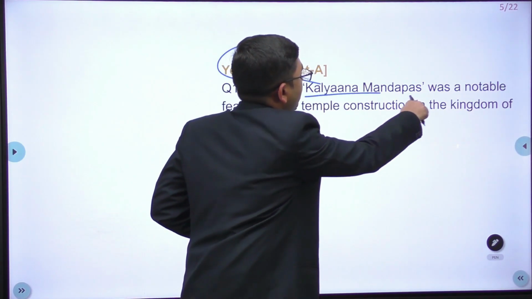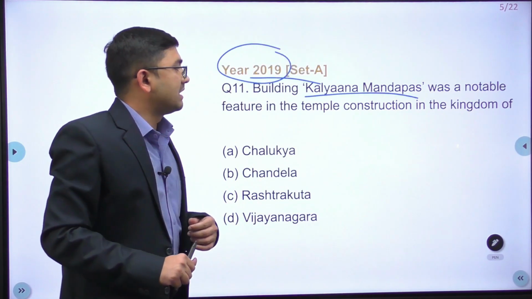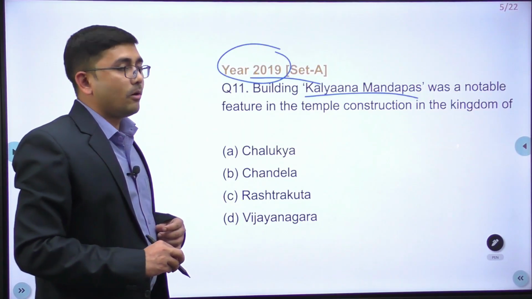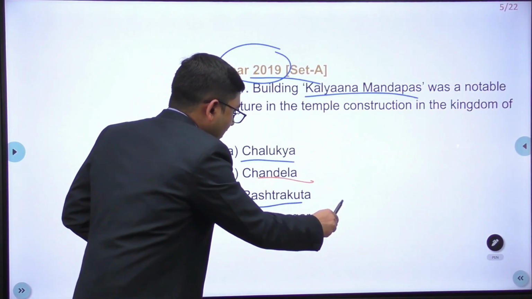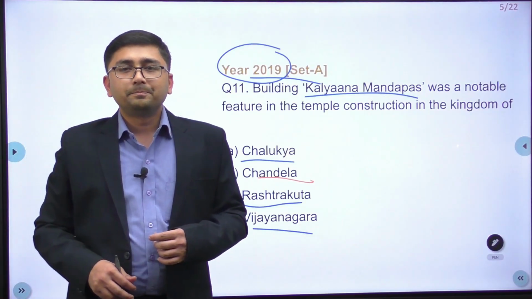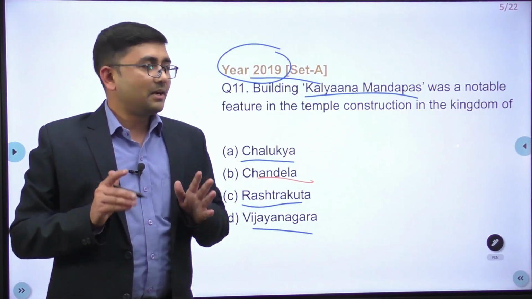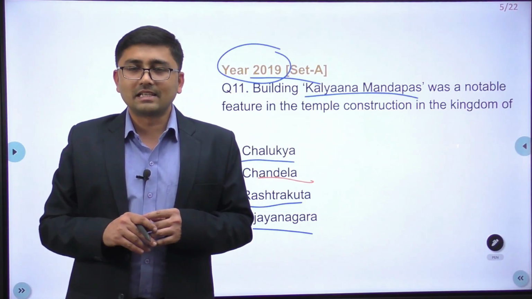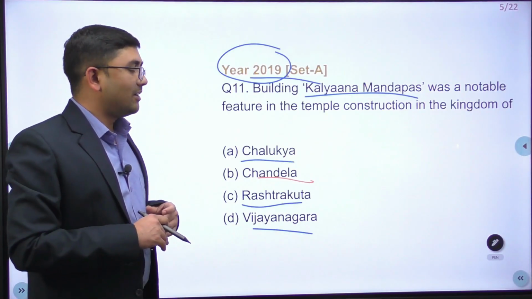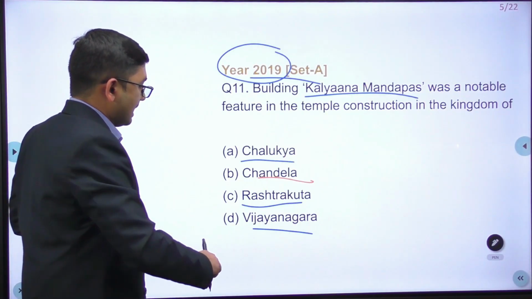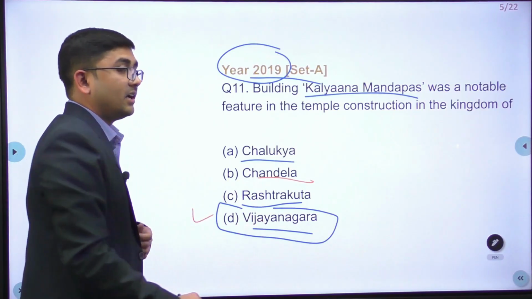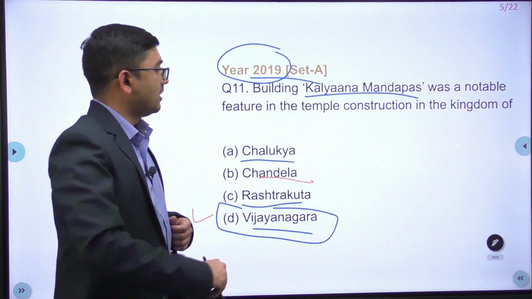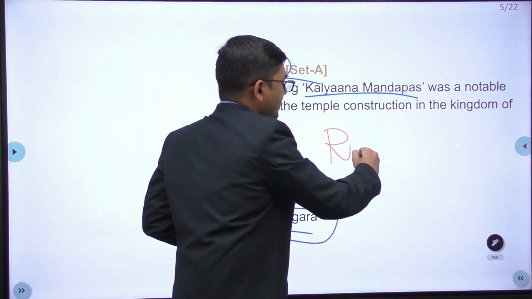Building Kalyan Mandapas was a notable feature in the temple construction in the kingdom of Chalukya, Chandela, Rashtrakuta, Vijayanagara. So guys, those who are aware of this fact can give the correct answer, but those who are not aware of this fact can use rule number 15. Vijayanagara, here is your answer as per rule number 15.